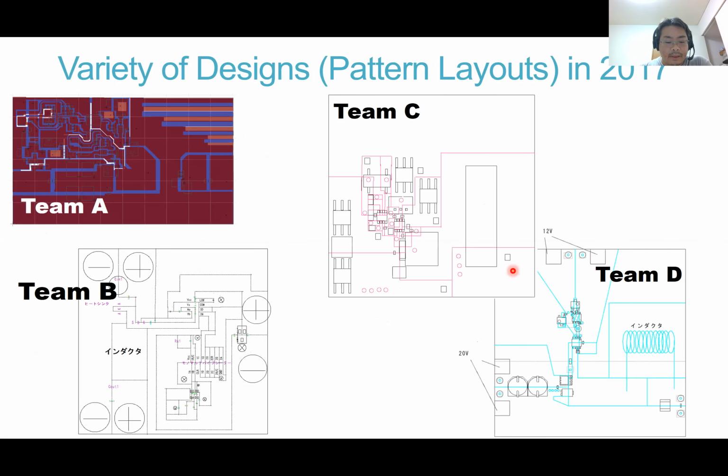Next, the pattern layout of the printed circuit board is also different among the 4 teams. The pattern of the circuit board has a parasitic inductance, and this inductance plays an essential role in the noise appearing in the DC input and output terminals. Therefore, an appropriate pattern is practically essential in professional design of the buck converter.